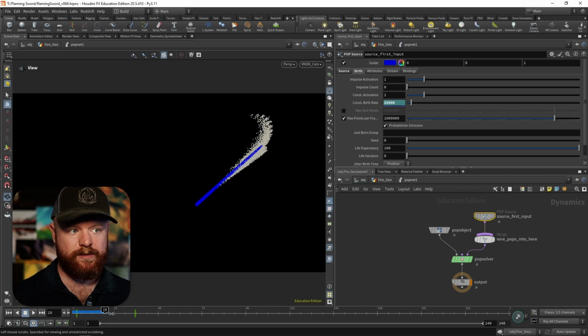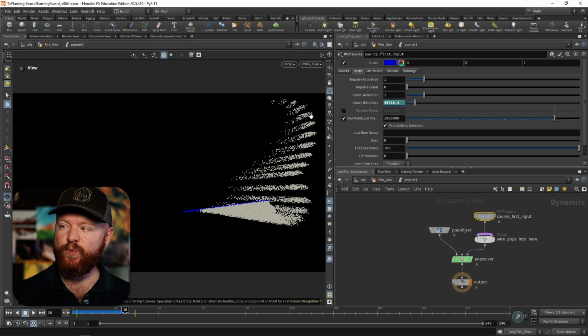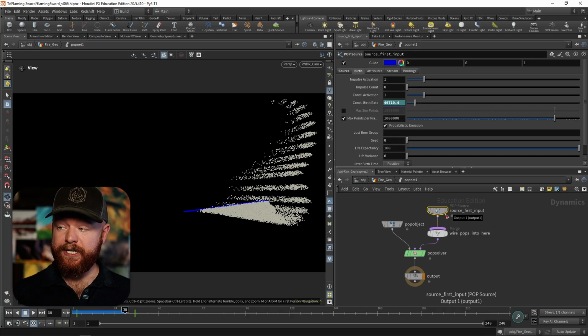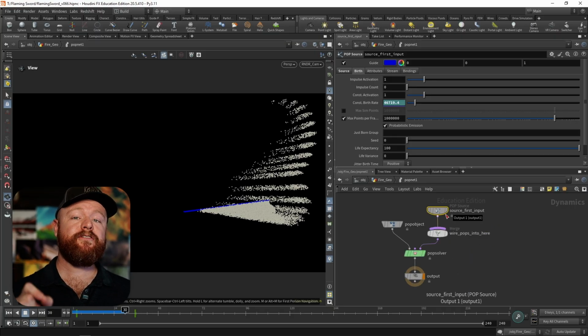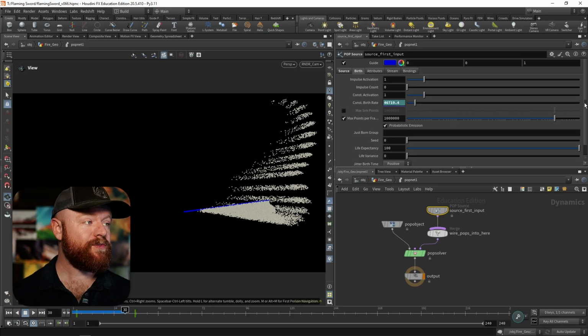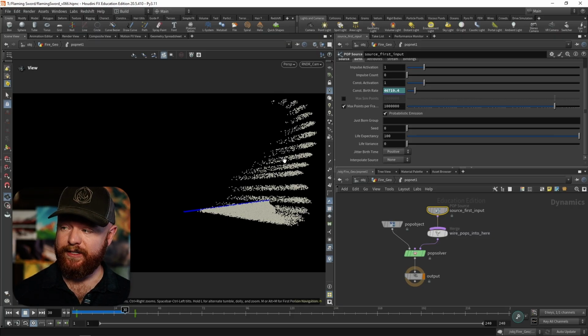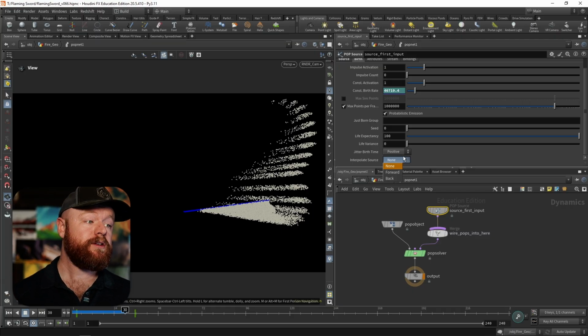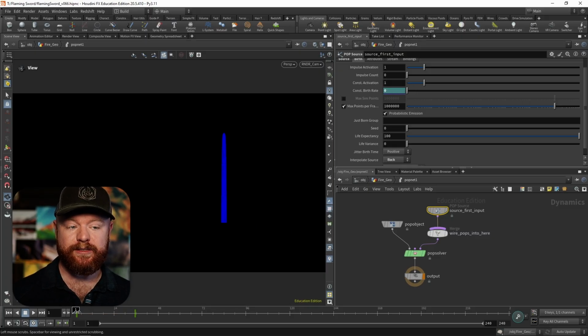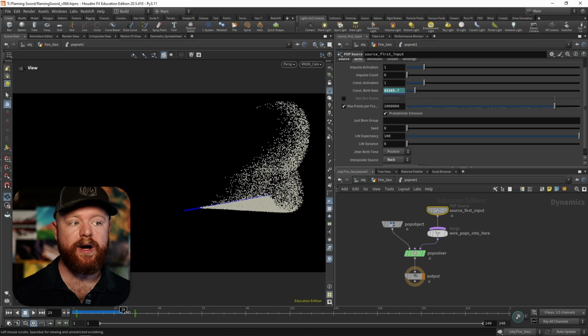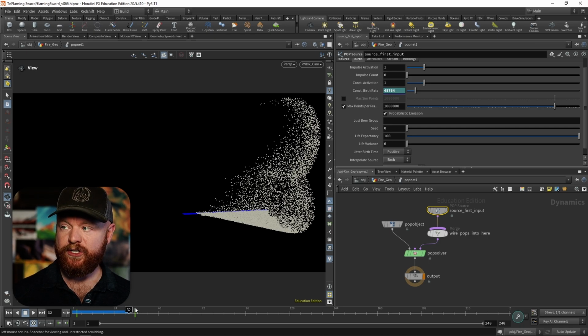So here we go. There's our particles, and we can still see the stepping issue happening right here. Fortunately for us, when we have particle simulations, it's very easy to fix this stepping issue by going to the interpolate source option. We don't have point numbers that are changing, so because of that, we can set this to back. And now watch this. When it goes to spawn, we have a much smoother simulation going on.